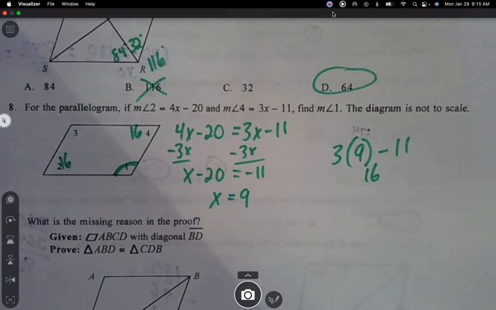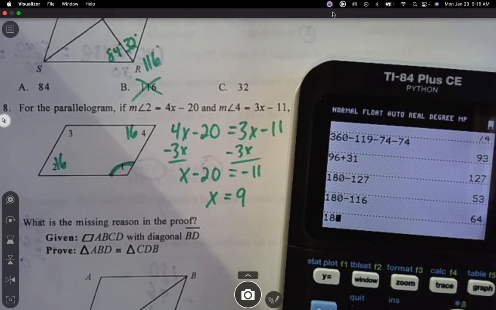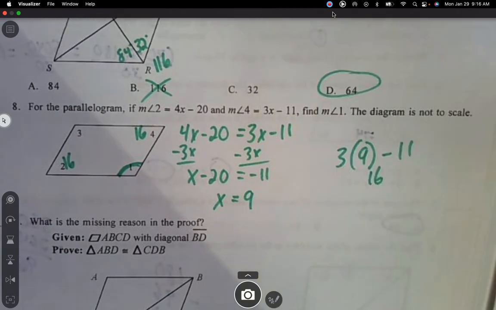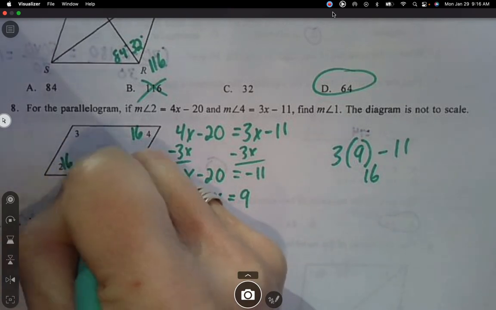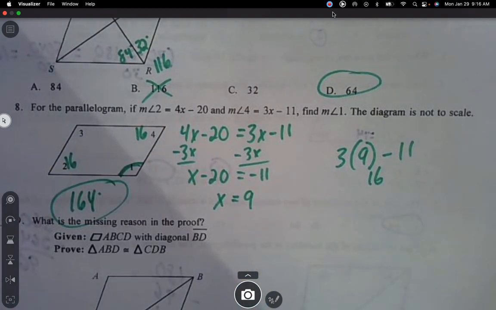How do you find angle 1 though? That's what it's asking for. 180 minus 16, and what do we get? 164. Yep, so I'm going to put 164. That's my answer. Okay.